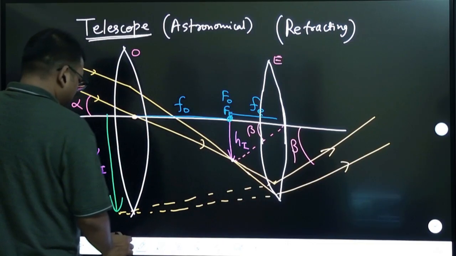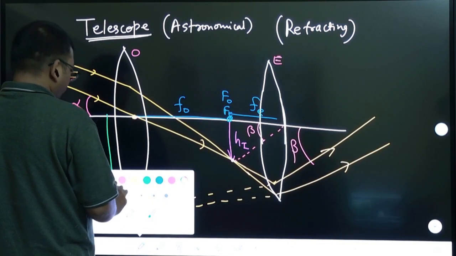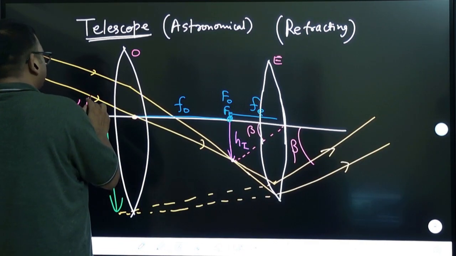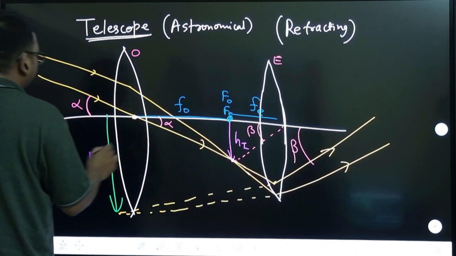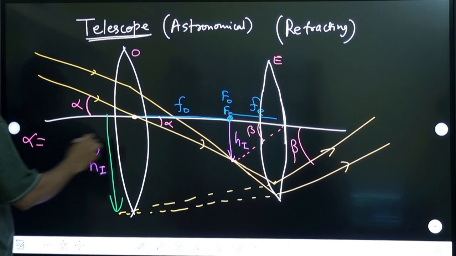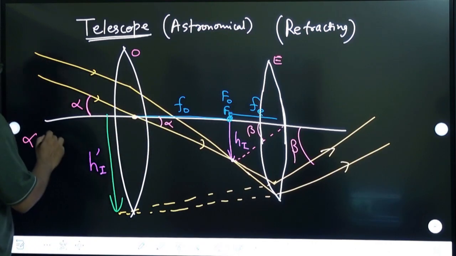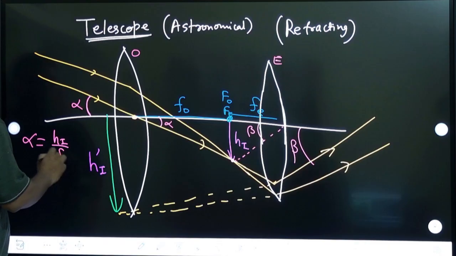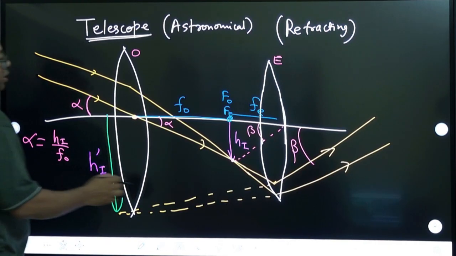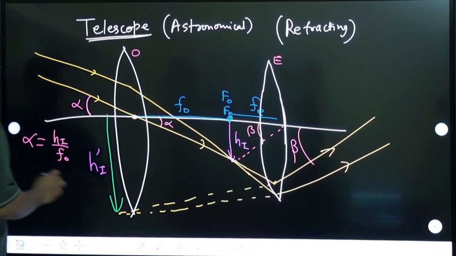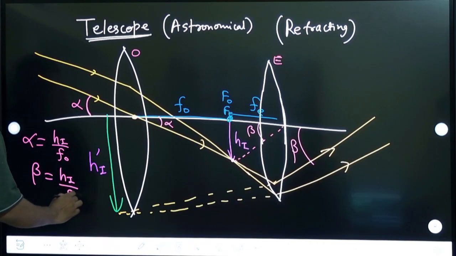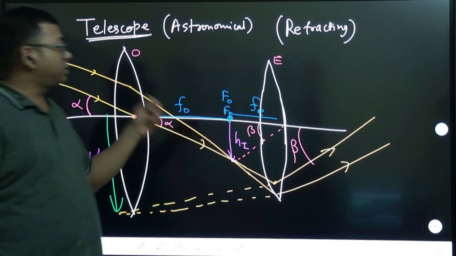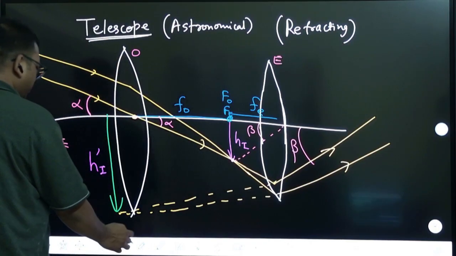Now, if I take this angle as alpha, this angle as alpha, right? So this angle also becomes alpha only. So now take alpha here. Alpha is very small, so tan alpha is Hi by fo. And if I take tan beta from here, or beta, that becomes Hi by fe. Correct? Hi by fe.